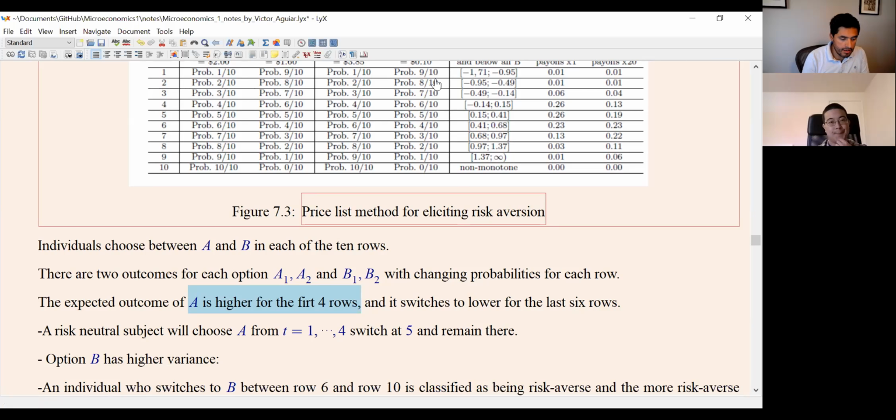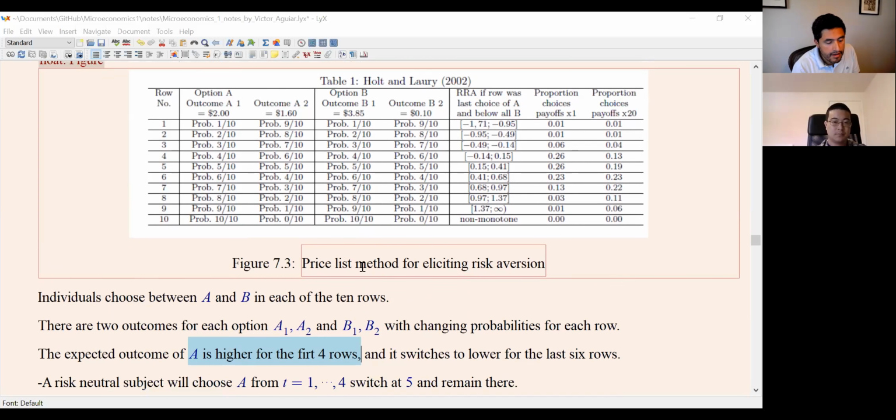Fatima, can you hear me? Yes. Can you tell me, please, do you understand what a risk-neutral individual is? The Bernoulli utility is the identity. So in this design, what would you expect this individual to choose in the first four rows? Column A or column B?